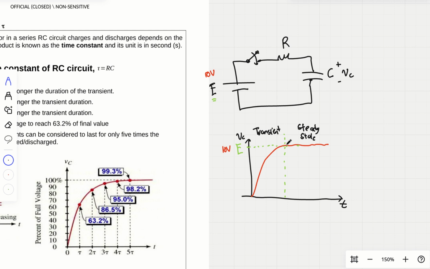For the steady state, we say that once the curve has reached 99.3% of the maximum value, we assume that the capacitor is fully charged, and after this we consider it to be steady state. In this example, with 10 volt, once it reaches close to 9.93 volt, we assume the capacitor is fully charged, and beyond that it's considered steady state. Less than that, it's considered transient. This is the time for the RC circuit to reach the steady state.